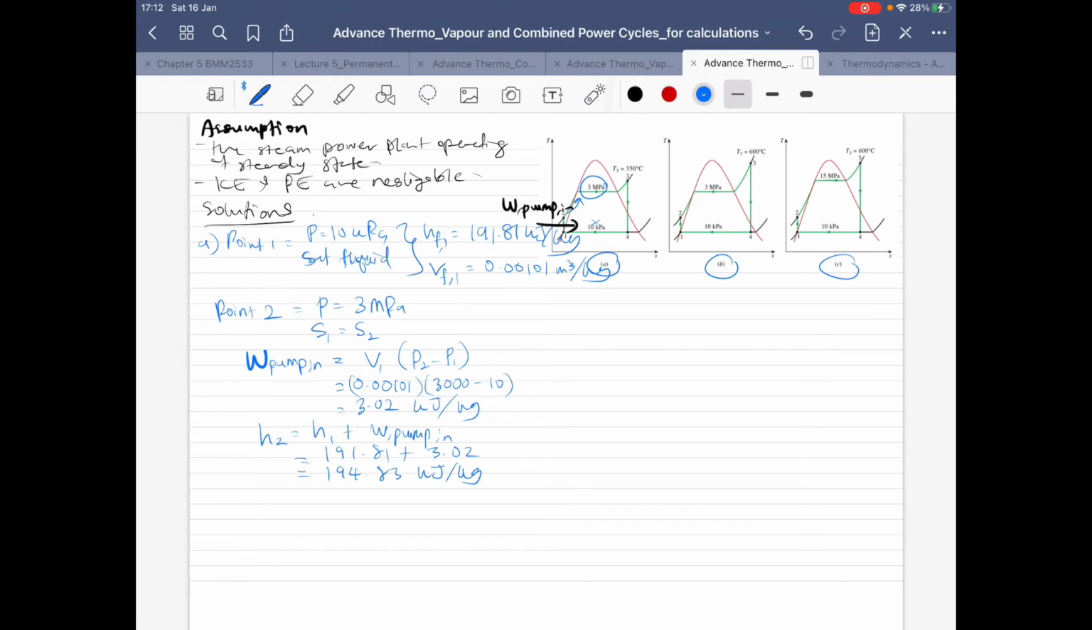Okay, now we proceed to point 3. We already finished point 1 and point 2. Now we're doing point 3.